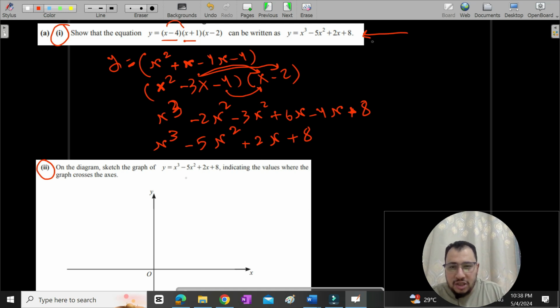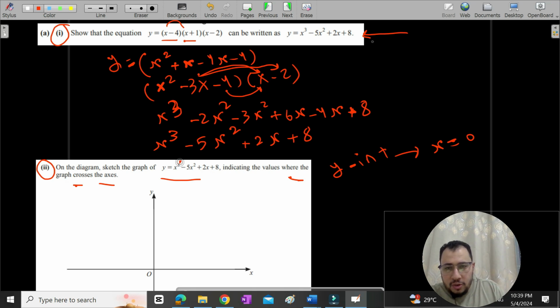Now, let's take a look at this question here. He is asking me to sketch this, indicating the values where the graph crosses the axes. So we need x-intercepts and y-intercepts. You can get the y-intercept easily by substituting x equals 0. When you do that in your equation here, all the x terms will be cancelled, and you will have only 8 left because x is 0. So in this case, y equals 8. This is the first point which we have.